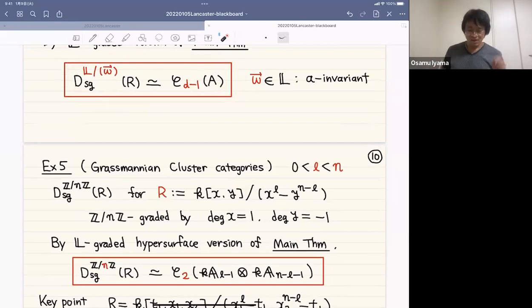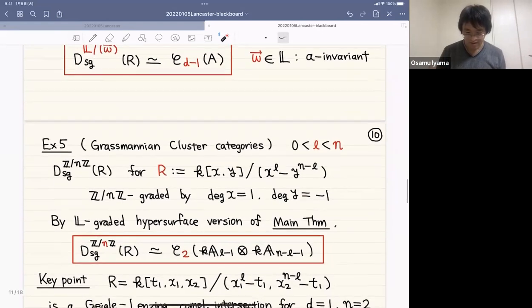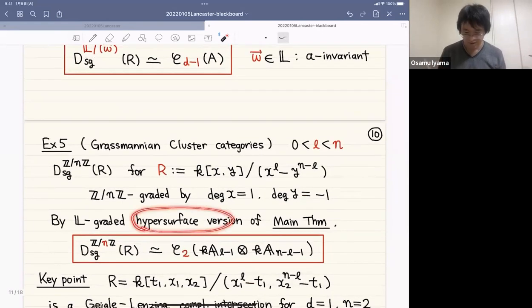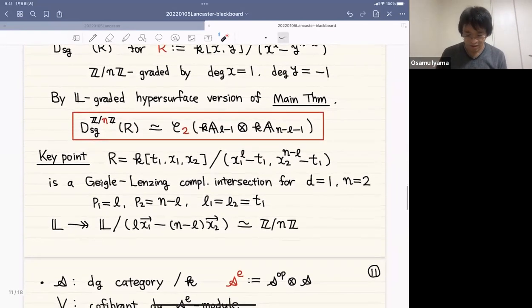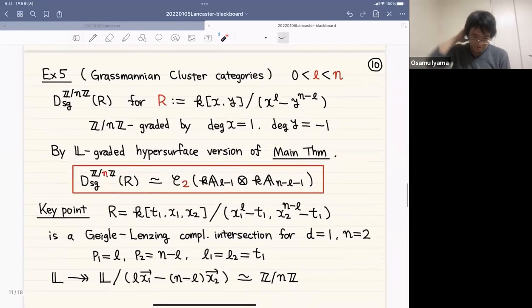I'm sorry, I have not explained this hypersurface version in this talk. In the last 10 minutes, I wanted to explain how to prove our main theorem.